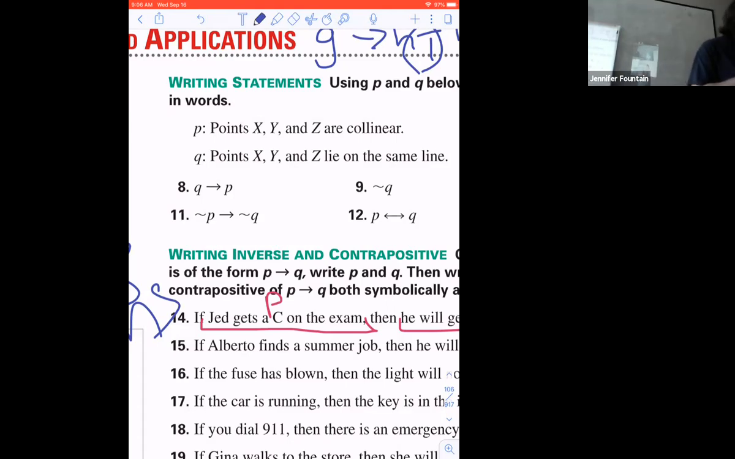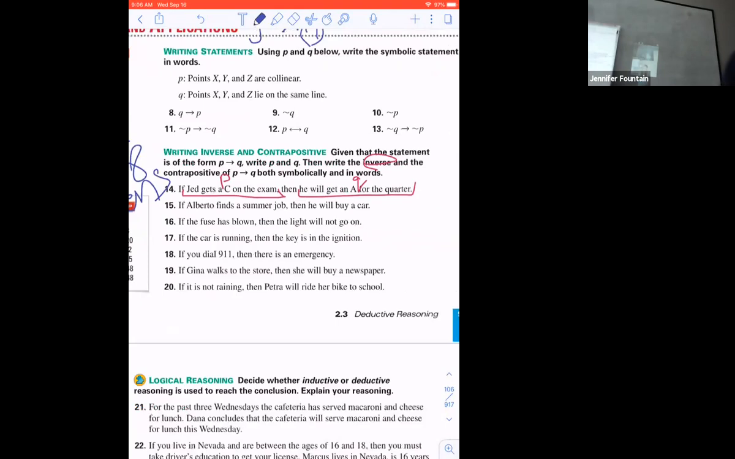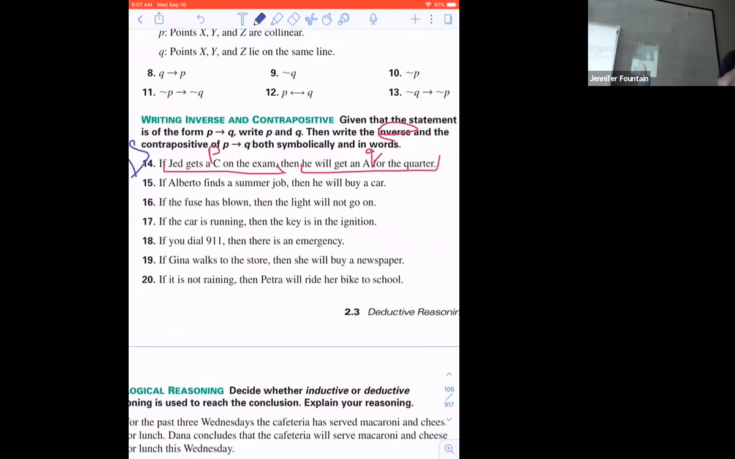All right, then we moved on to number 14. It says, given the statement in the form P then Q, write P and Q. So the first thing you had to do was identify P and Q. Then you had to write the inverse and the contrapositive of P then Q, both symbolically and in words. So let's look at number 14. It says, if Jed gets a C on the exam, then he will get an A for the quarter. All right, so the first thing I have to do, we said that is P then Q.